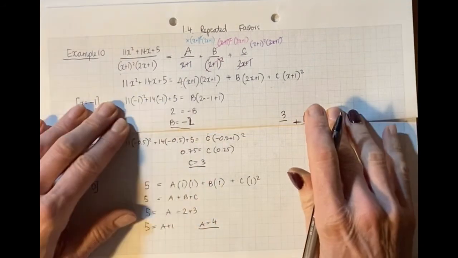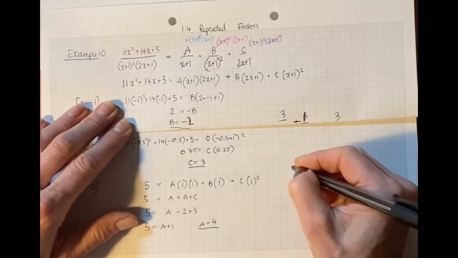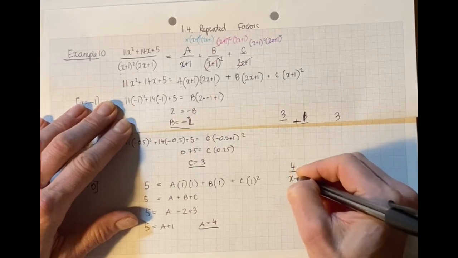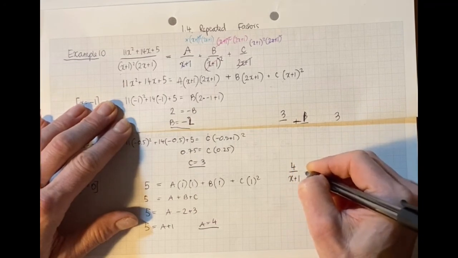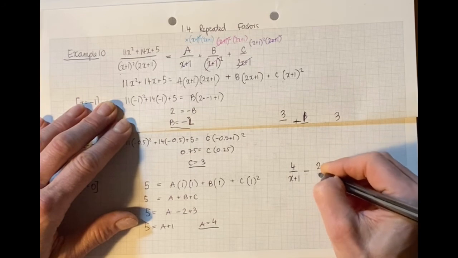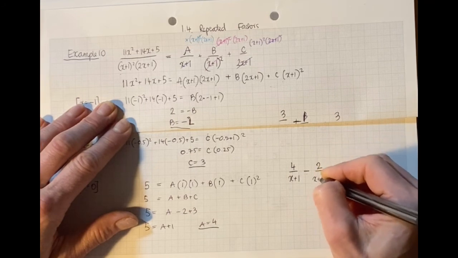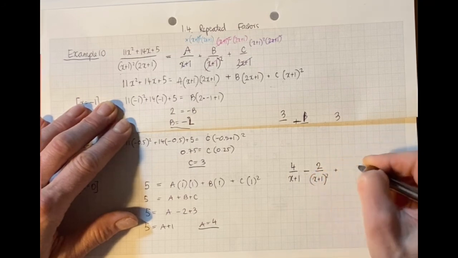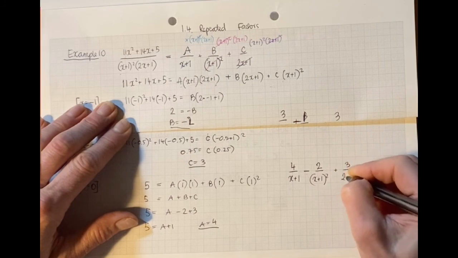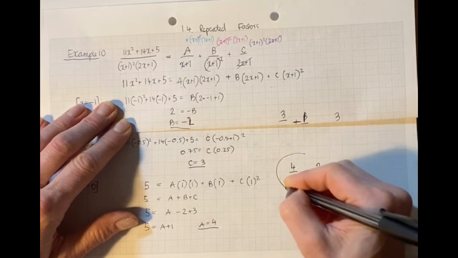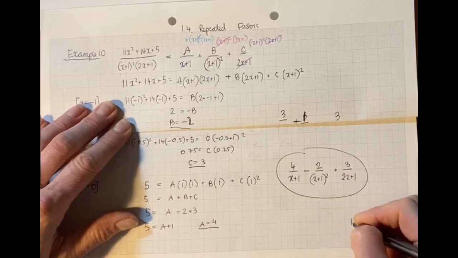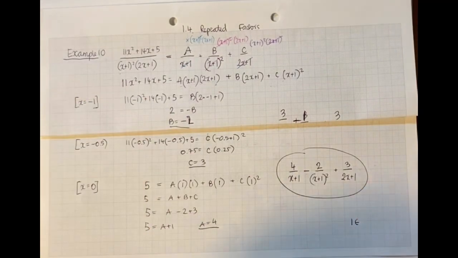So let's put these values together. You'll have 4 over x plus 1. b was minus, so put minus and then put 2 in the numerator, x plus 1 all squared. And c is 3 over 2x plus 1. Takes you to exercise 1E.